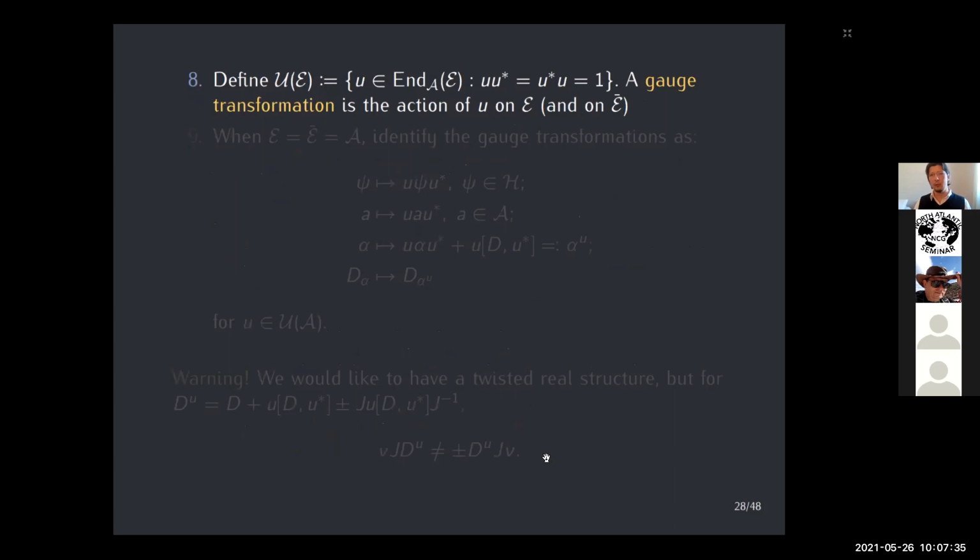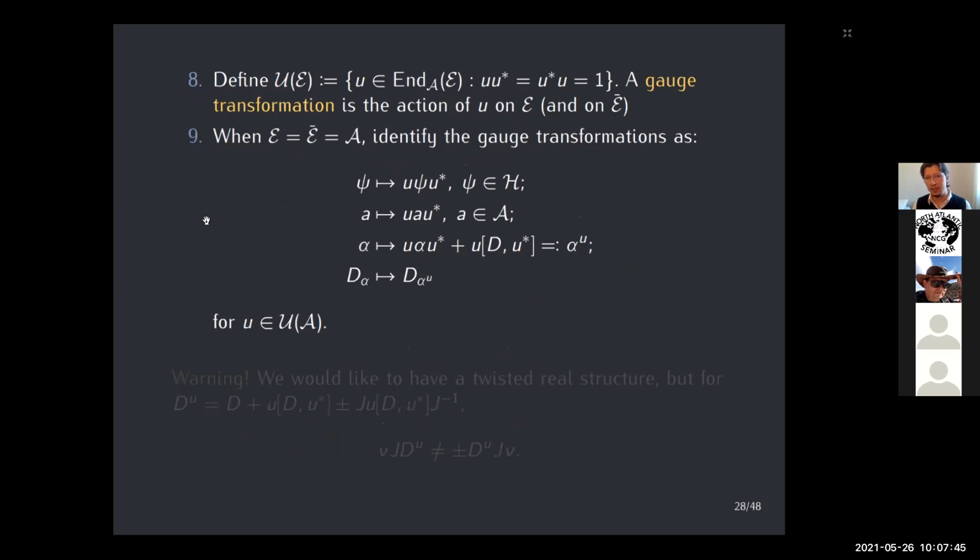So take a step back. We want to talk about gauge transformations in particular. A gauge transformation is the action of some unitary endomorphism on the module. In the case that our module is just the algebra, we can identify the gauge transformations as in particular coming from unitary elements of the algebra. And you compute through everything, and this is more or less what you get. So adjoint action on the Hilbert space, this is standard stuff, same for the algebra. The one form takes this slightly more complicated form, but again, this is quite standard and in fact exactly what you get in the commutative case.